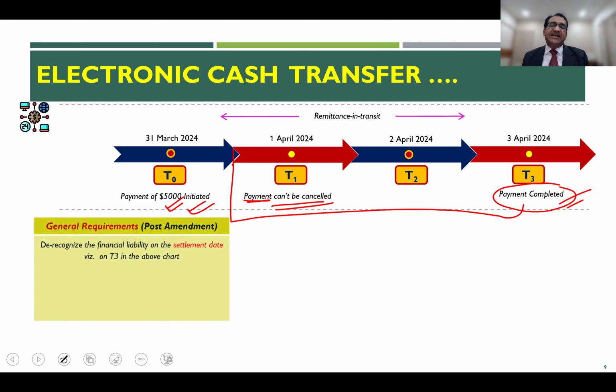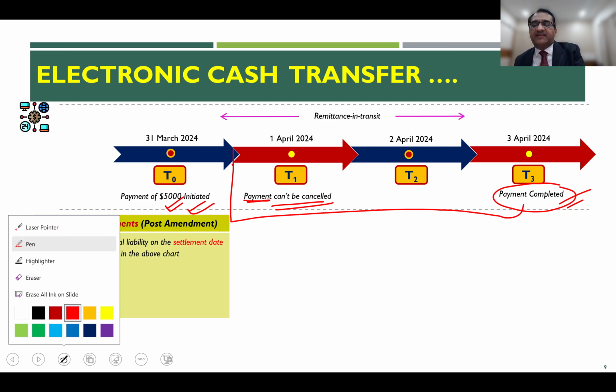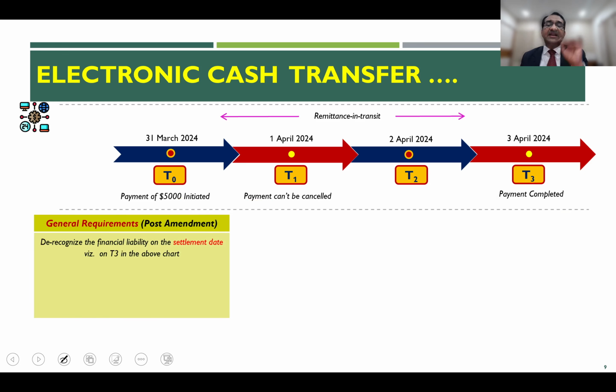Now, if that be the case, the amendment to IFRS 9 tells you that the general requirement after the amendment is that the derecognition of the financial liability, the creditors in my example, should be on the settlement date of 3rd of April, T3 in the chart above. That should be done on that day.